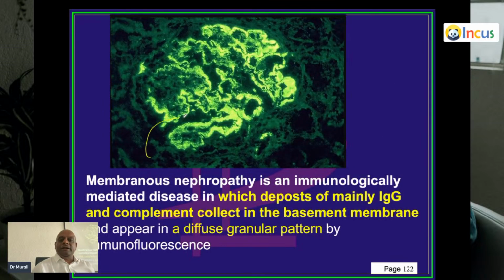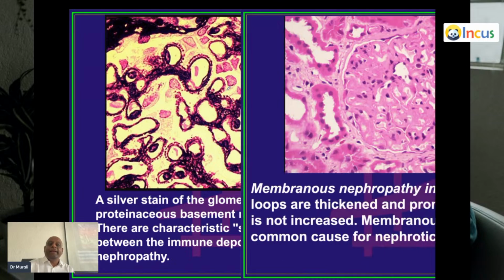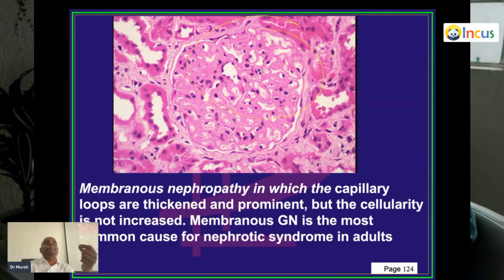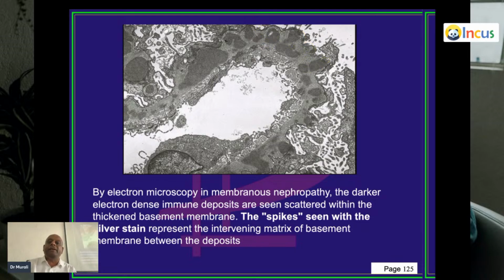So what are these, doctor? That the deposits of IgG and complement along the basement membrane in a diffuse granular pattern. What is this, doctor? These are the spikes of the basement membrane. Then this is a membranous nephropathy where the capillary loops are thickened and they are very prominent. And what are these, doctor? These are once more spikes seen in the matrix of basement membrane.